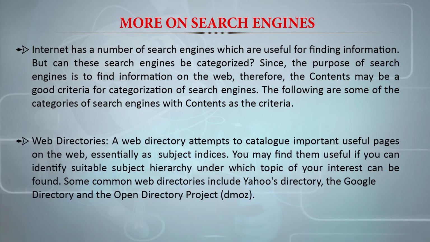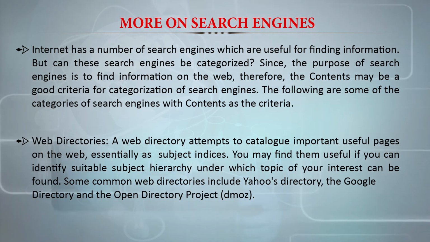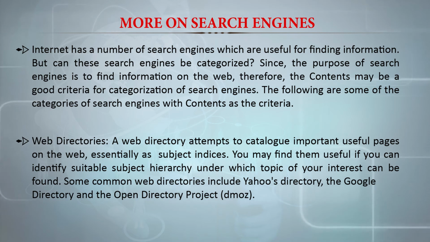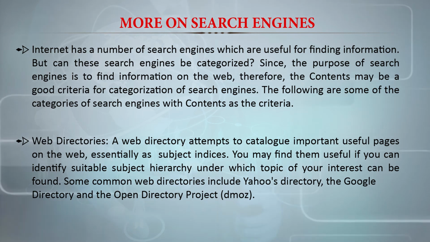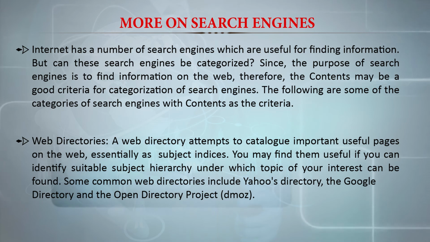Let us start with web directories. Basically, a web directory attempts to catalog important useful pages on the web, essentially as subject indices, and we may find them useful if we can identify a suitable subject hierarchy under which the topic of our interest can be found. Some common web directories include Yahoo's directory, the Google directory, and the Open Directory Project, which is called DMOZ.